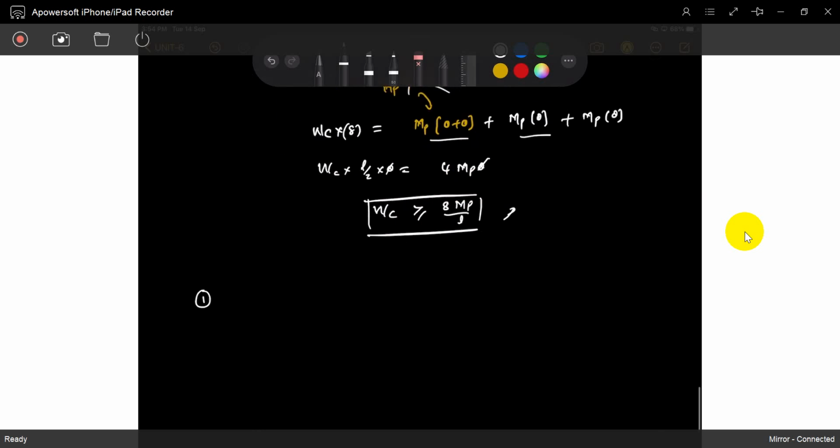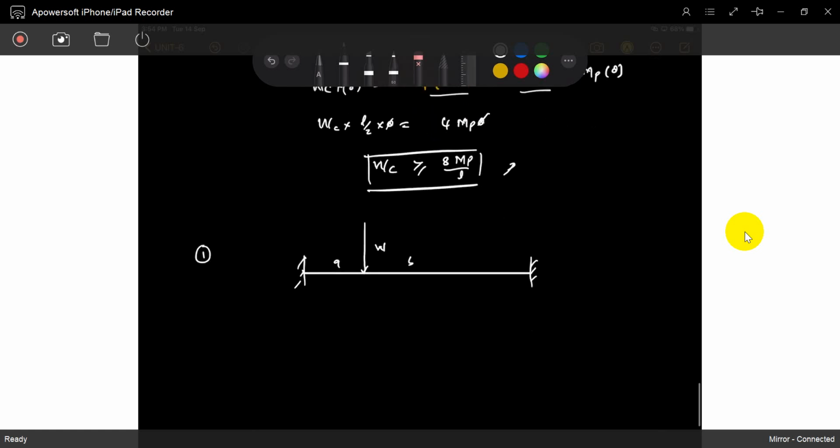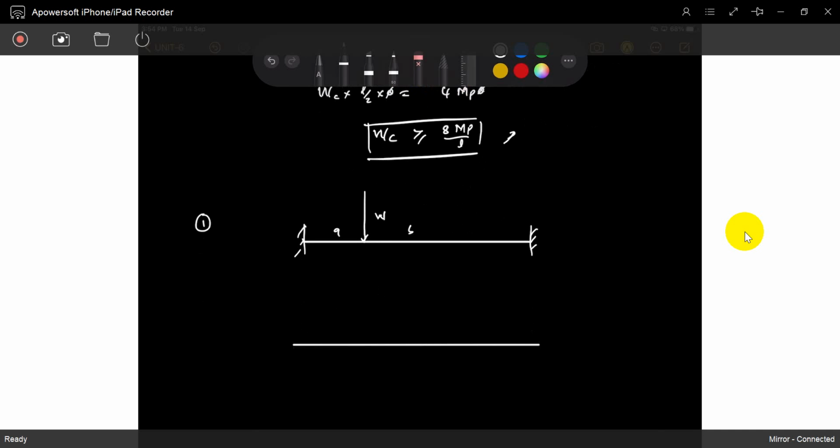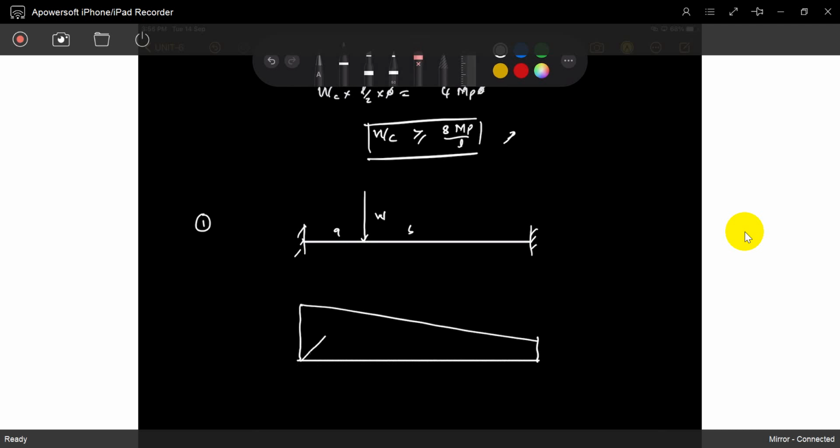Now I will give the same example with another case. The load is acting at this location. This is A, this is B. What is the bending moment diagram, sir? We already know the bending moment diagram. This is the bending moment diagram. So what is this? It is W A B square by L square, and this is W A square B by L square.